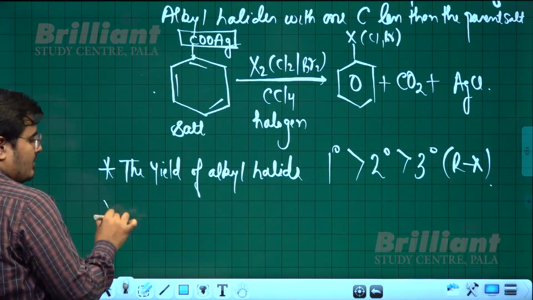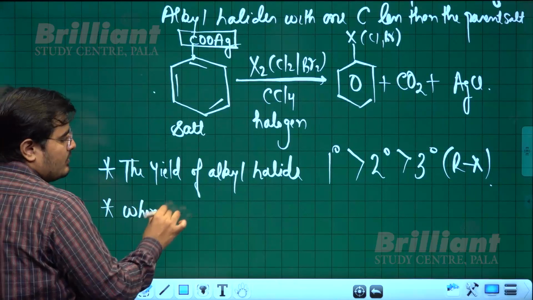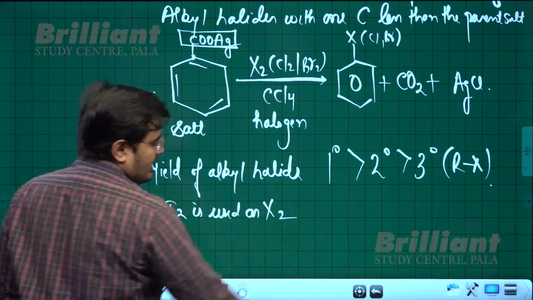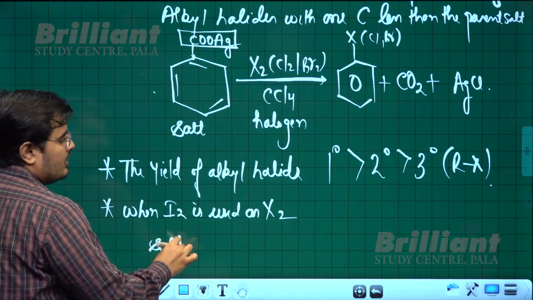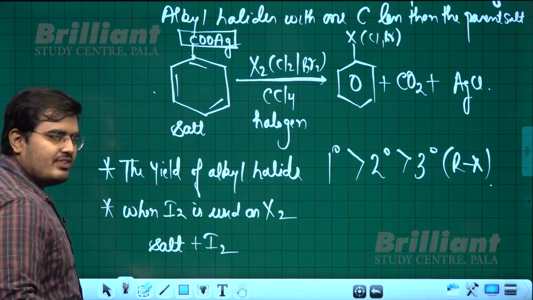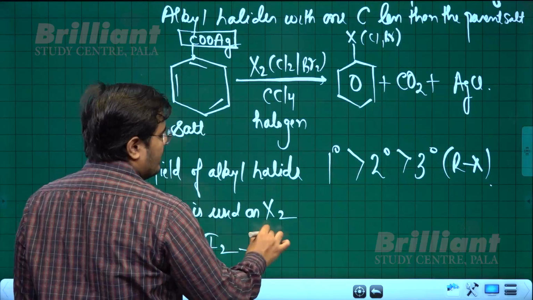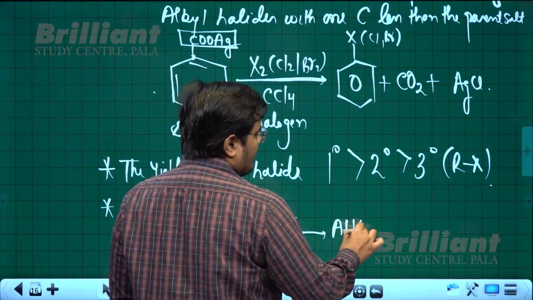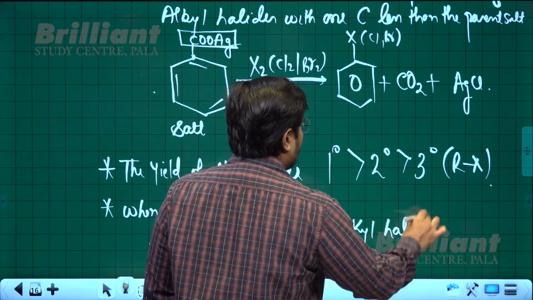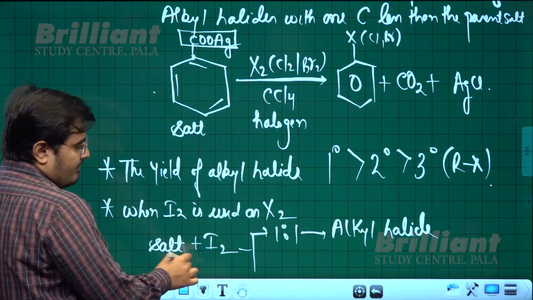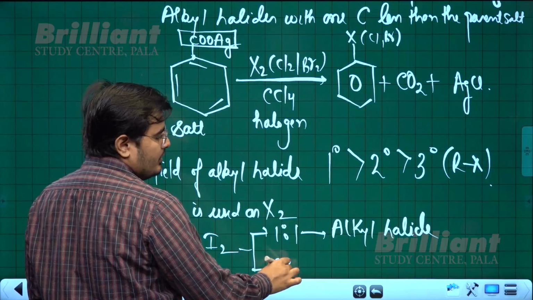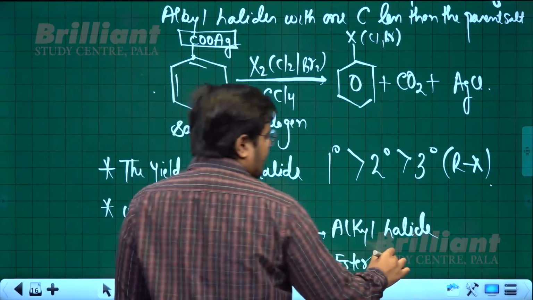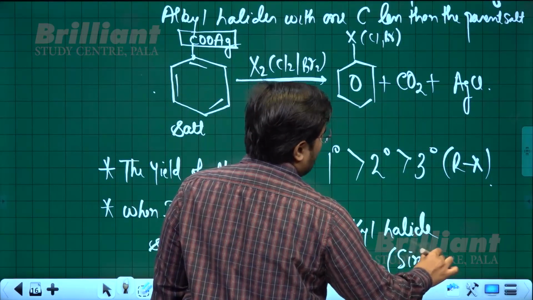One more reaction is there, which is when iodine is used as the halogen. When iodine is used as the halogen, then the salt to iodine ratio is very important. When they are taken in the ratio 1:1, then as usual you will get your alkyl halide as the major product. Whereas if you are taking salt to halogen in the ratio 2:1, then in that case ester will be the major product, and the name of the reaction will be the Simonini reaction.